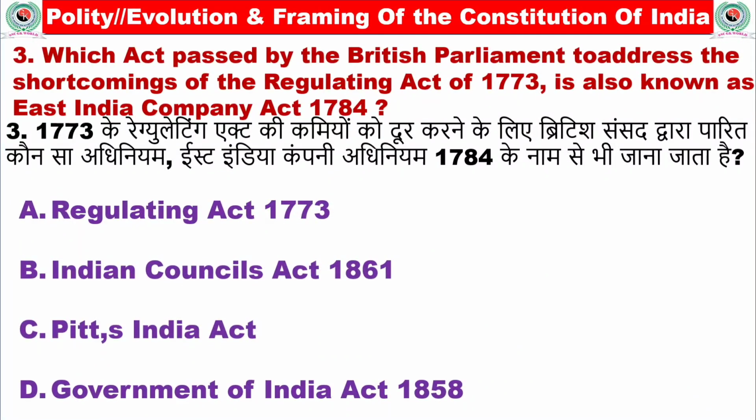Next, which act passed by the British Parliament to address the shortcomings of the Regulating Act of 1773 is also known as East India Company Act 1784? The correct answer is option C. Pitt's India Act.